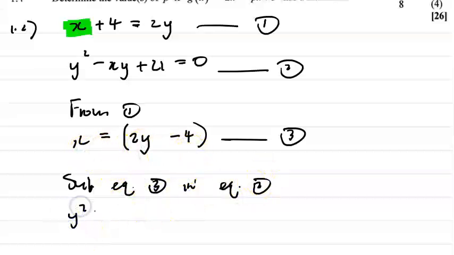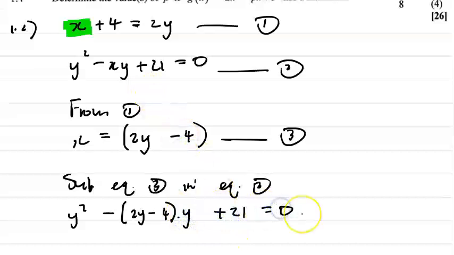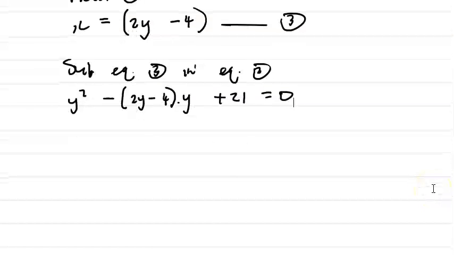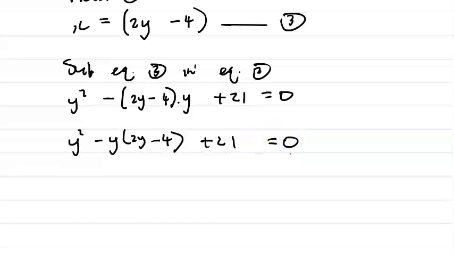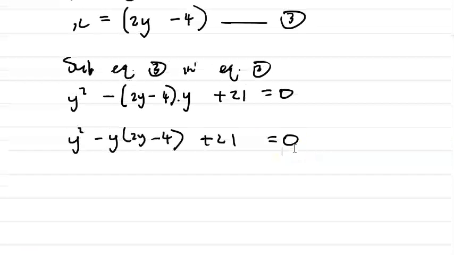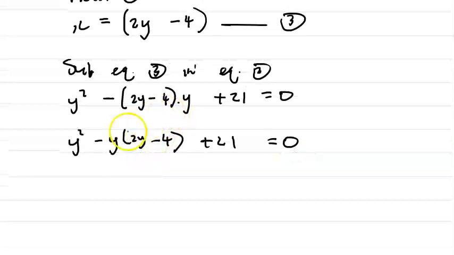So I've got y squared minus x, so that's going to be minus, and what's x? 2y minus 4, times, now I'm left with y there, plus 21 equals 0. So there you go. By substituting, you've eliminated one of the unknowns. So therefore, y squared minus y into 2y minus 4 plus 21 equals 0. I've just rearranged it, which will make it easier for me now to distribute into the brackets.